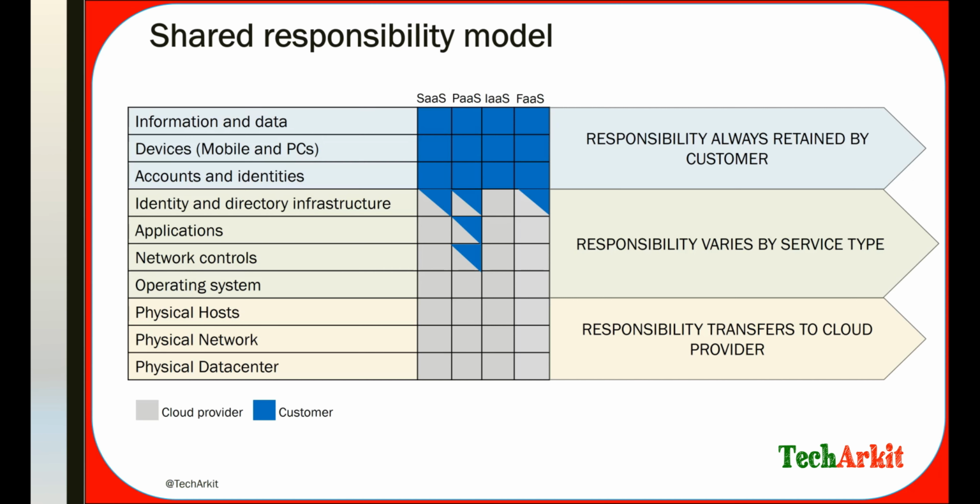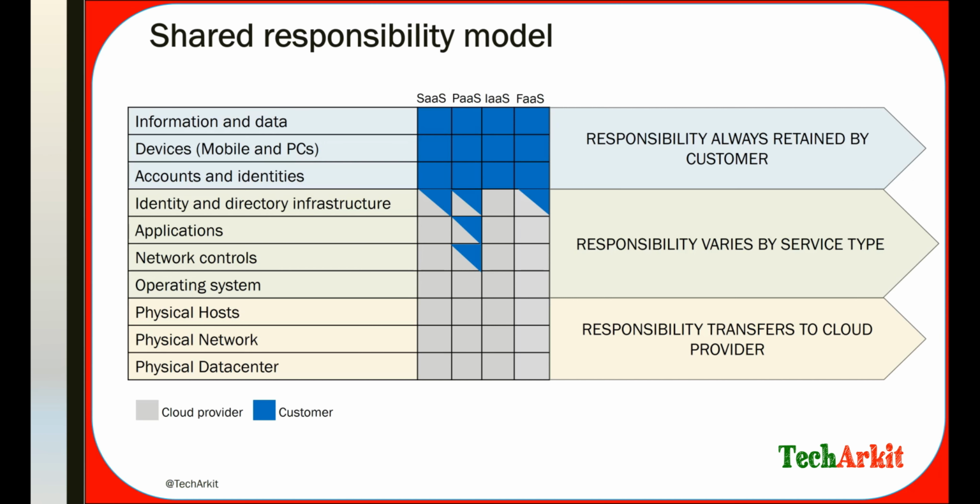And identity and directory infrastructure, in the case of software as a service, is a 50-50 responsibility. From the software perspective, they provide the identity and directory services for you to log in to the application, because everything in this application is managed by the cloud provider. In platform as a service, identity management is also a 50-50 responsibility, and network controls and the operating system are also 50-50. The operating system, network controls and applications will be provided by the cloud provider. They give you the platform, like the Linux or Windows OS and the servers. You can do whatever you want, but the patches and management they do for us.